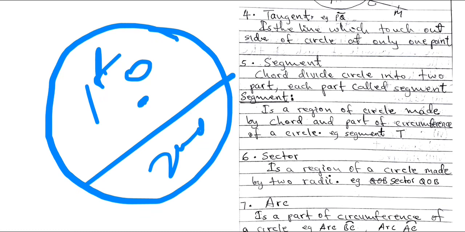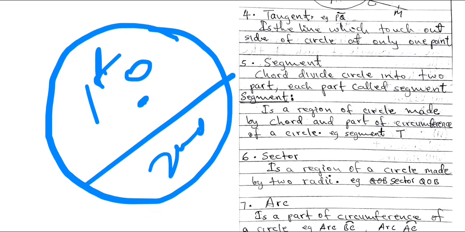The question is, what is a segment? So I can say a segment is a region found on a circle made up by the chord and the part of the circumference. Why do I say part of the circumference? Because the total length from here around up to this point is not the circumference. We know the circumference is the total distance around the whole circle. So this one is just a part of the circumference. So the region made up by the part of the circumference and a chord is called a segment. Even this second segment is a region made up by the chord and the part of the circumference.